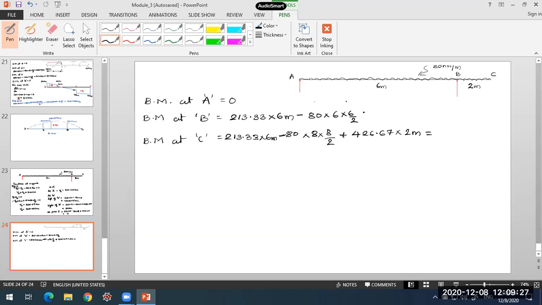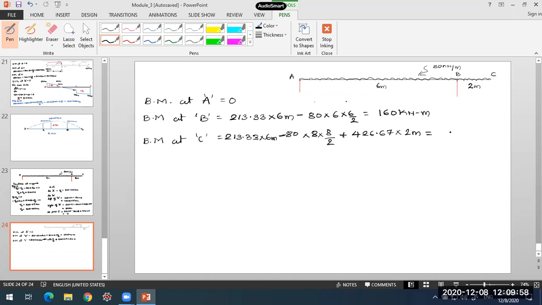Okay, these are the calculations of bending moment at B and C. At B, 213.33 into 6 meter, this VA into 6 meter, clockwise, left side, positive, minus 80 into 6 into 6 by 2 due to UDL. Anti-clockwise, left side, that will be negative. So what is the value over here? At B, 160 kilonewton meter. What about at point C?